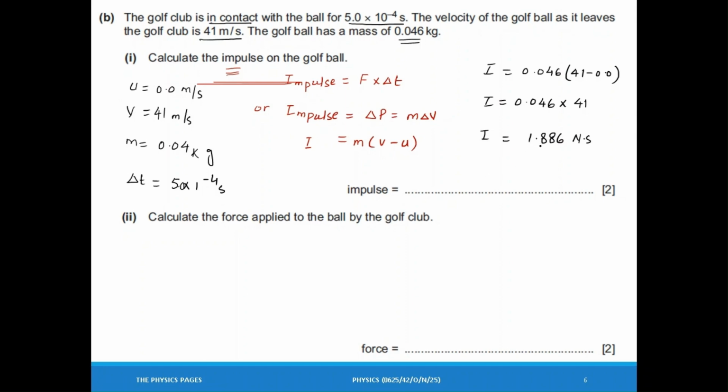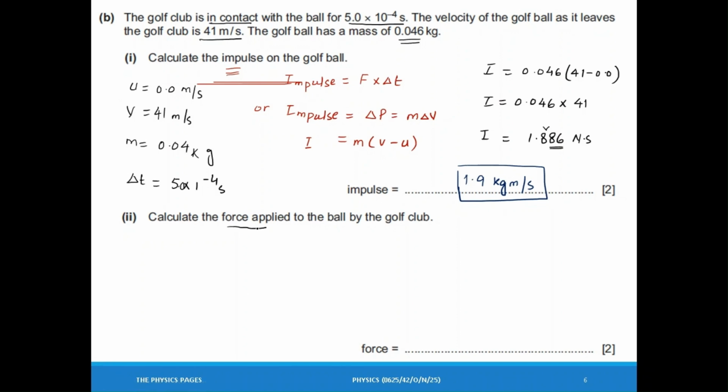For two significant figures, I will remove this 86 because it's more than 50. So I will increase the previous number 8 by 1. So my final answer will be 1.9 kilogram meter per second, or we can simply say Newton second. Let's move to part 2.